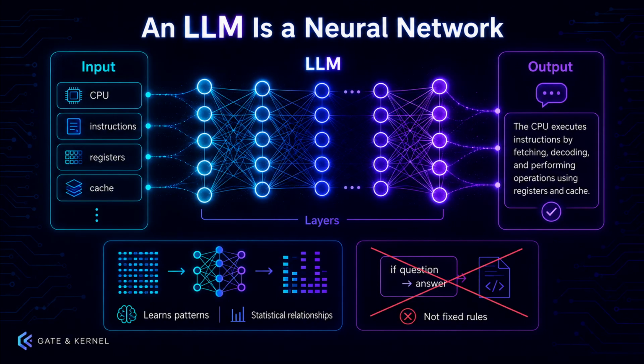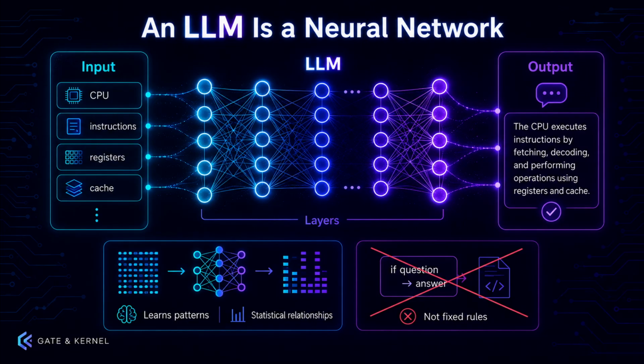Chapter 2. An LLM is a neural network. At its core, an LLM is a very large artificial neural network. A neural network contains many layers of mathematical operations. Each layer transforms the information it receives and passes the result to the next layer. The network does not contain normal software rules such as, if the user asks this question, return this answer. Instead, it learns statistical relationships during training.